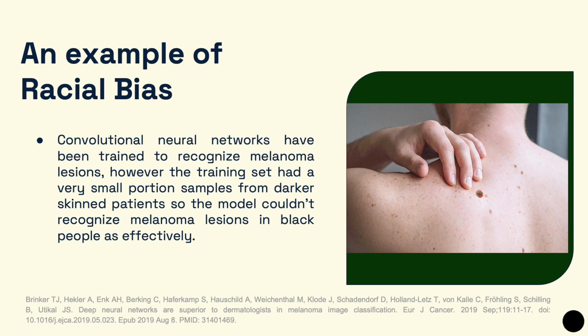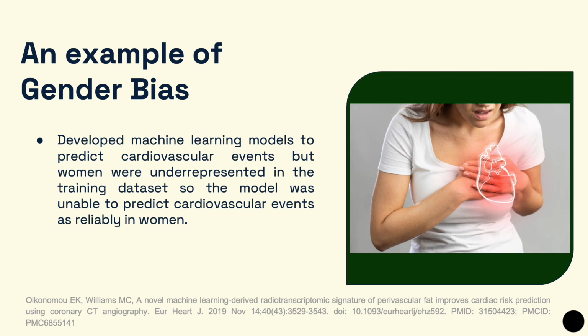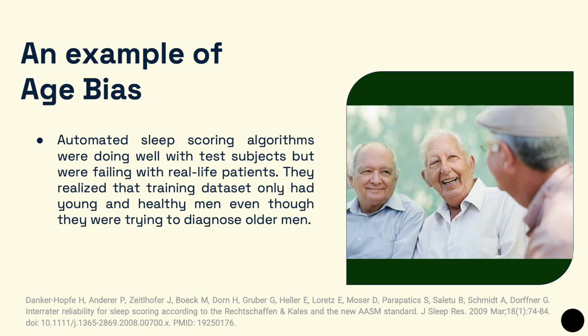And this example shows that racial bias in datasets could easily inhibit people from accessing the medical care that they need. In addition to racial bias, gender bias in data has also caused significant harm in the past. Women showed very different symptoms in the event of cardiac arrest, and when they developed machine learning models to predict cardiovascular events, women were underrepresented in the training dataset, so the model wasn't able to predict these cardiovascular events as reliably in women. Lastly, age is another bias that needs to be considered.